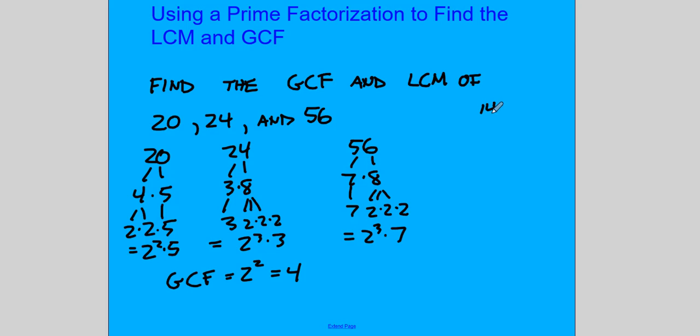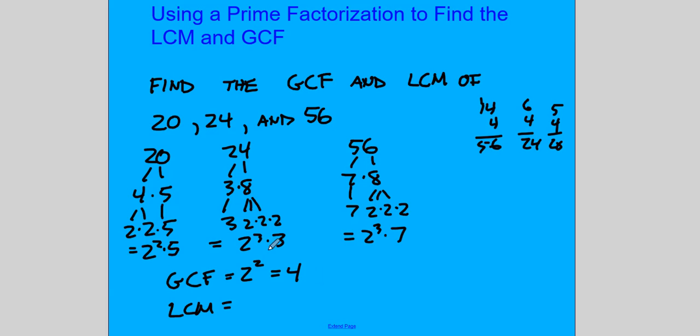Notice that 14 times 4 is 56. And then we have 6 times 4 is 24, and 5 times 4 is 20. So now the least common multiple is going to be the highest power of each factor that appears.